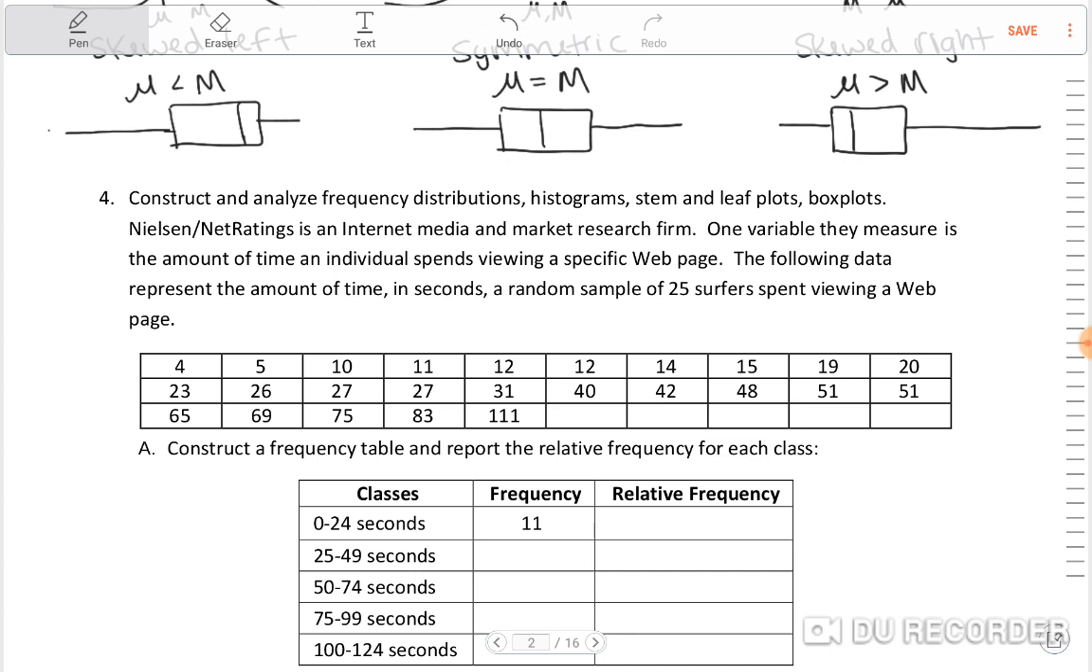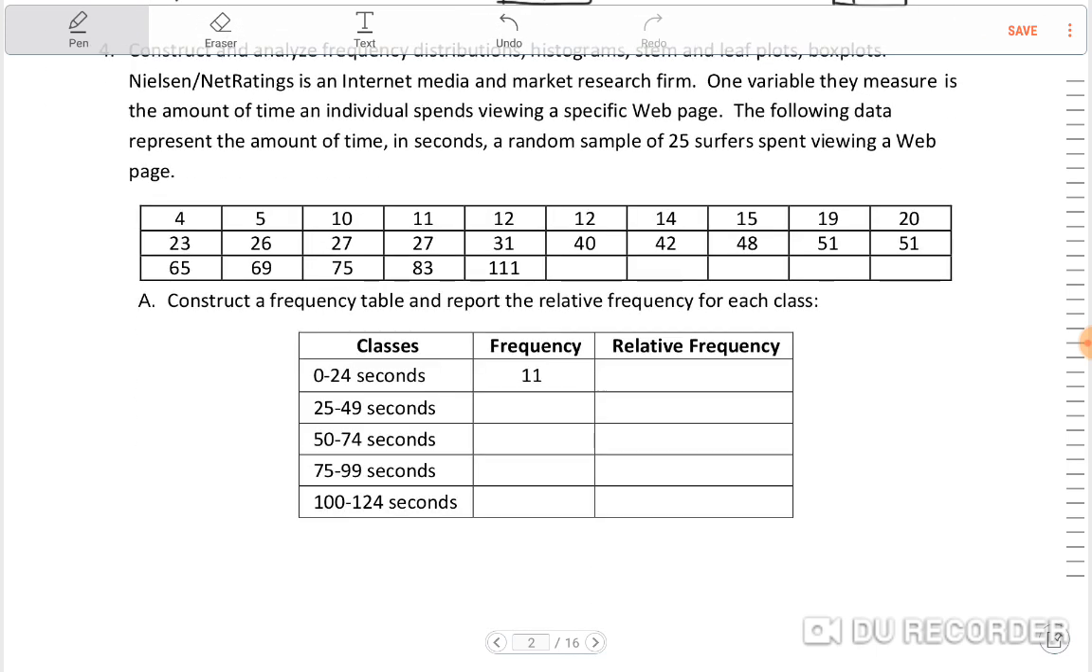It says Nielsen/Net Ratings is an internet media and market research firm. One variable they measure is the amount of time an individual spends viewing a specific web page. The following data represent the amount of time in seconds a random sample of 25 surfers spent viewing a web page. So we've got all our data here, and very conveniently it's put in order for us, so we don't have to sort through all the data.